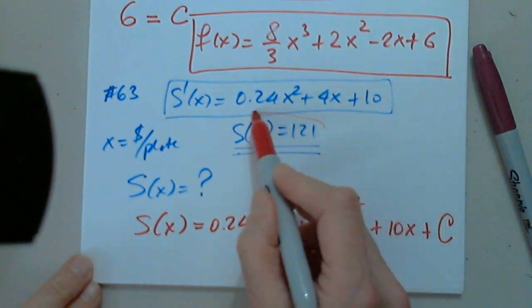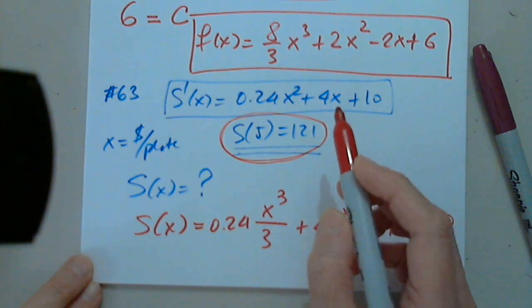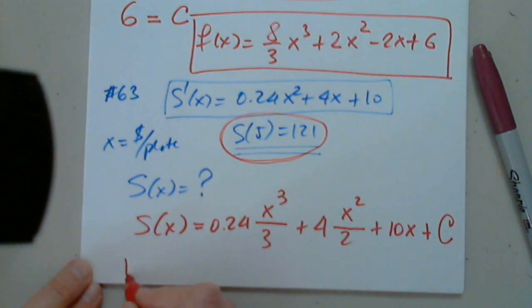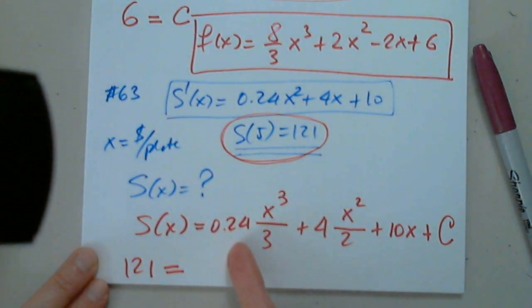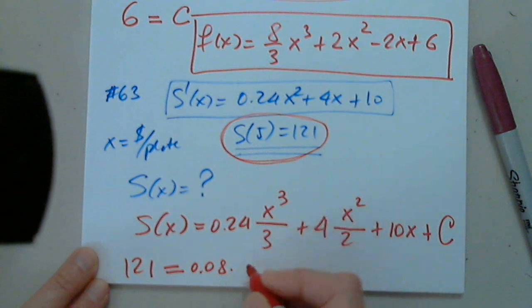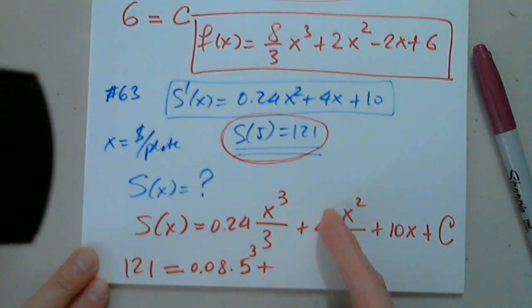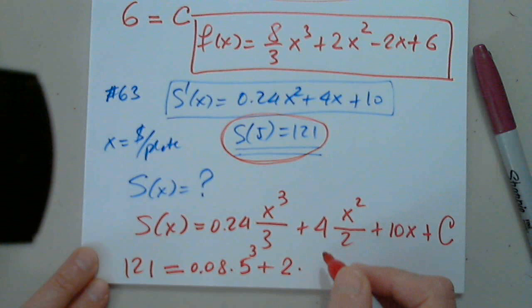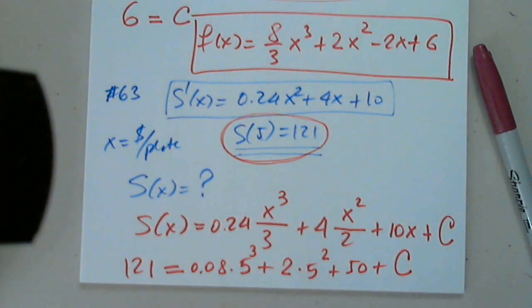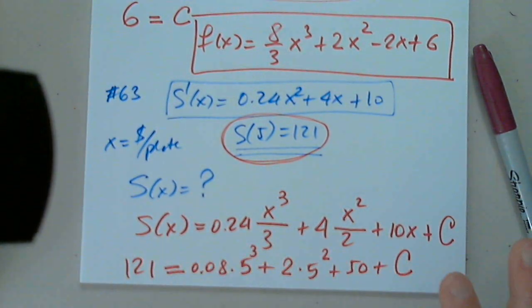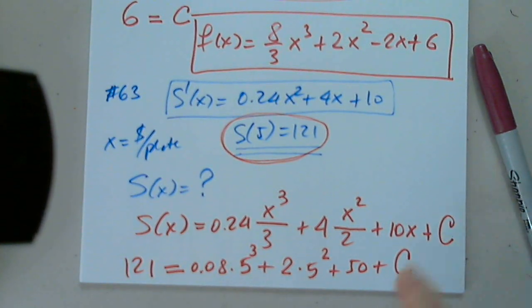Perfect. Now we are using the information, the initial condition. S is 121 when x is 5. I will simplify here. 24 divided by 3 is 8 times 5 to the third, plus 4 divided by 2 is 2 times 5 squared, plus 10 times 5, which is 50, plus a constant c. From this equation, I will solve for c and plug it in. That's all I needed to do.